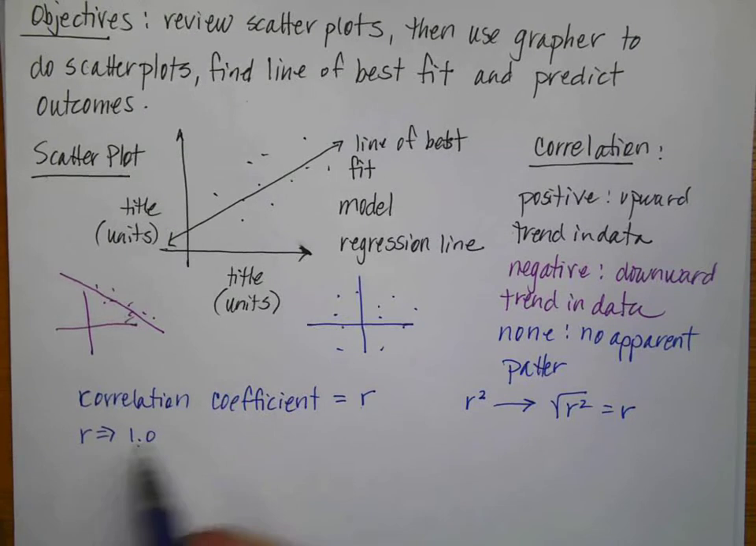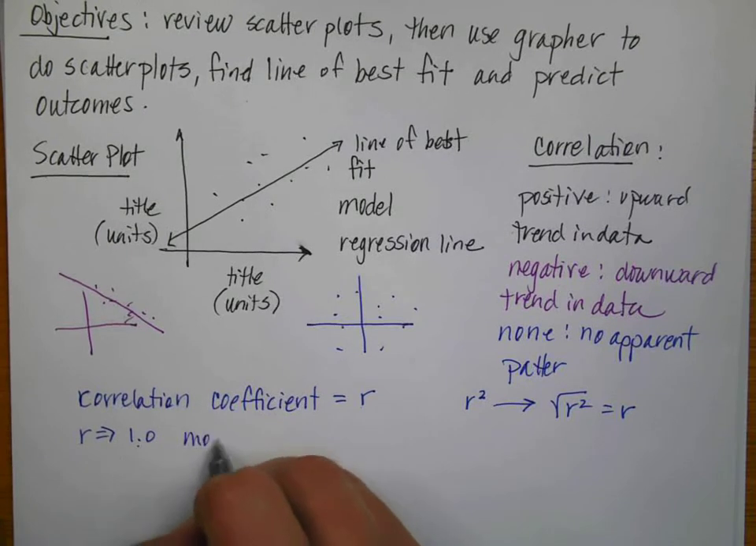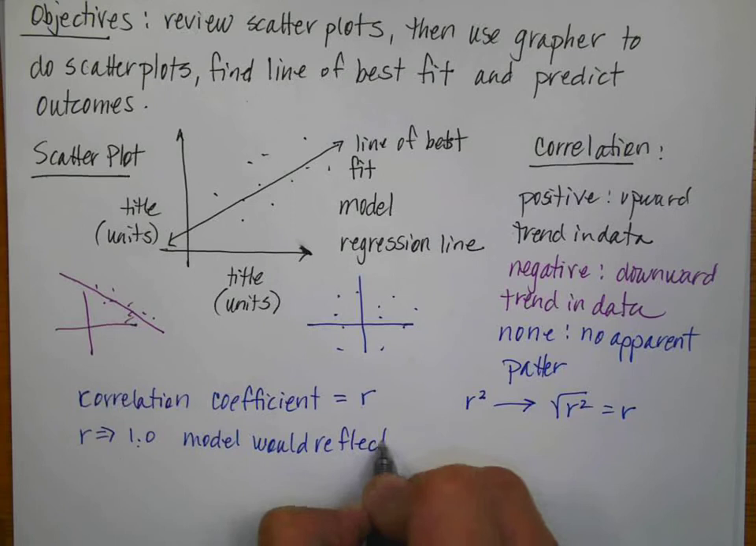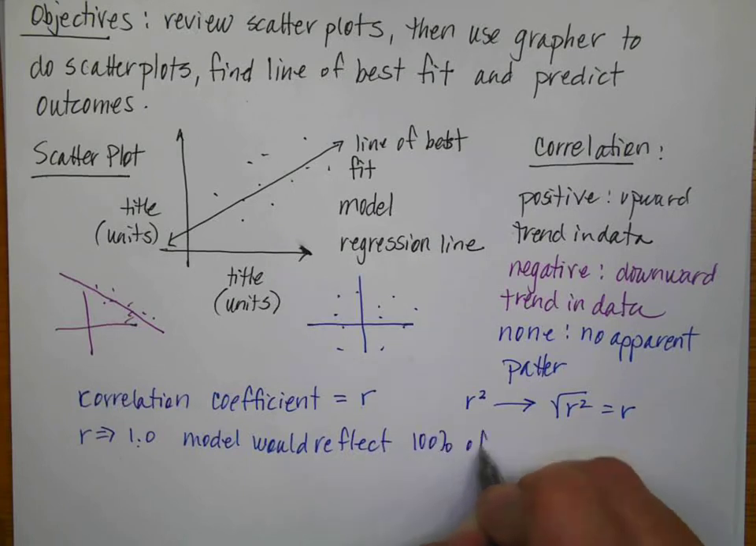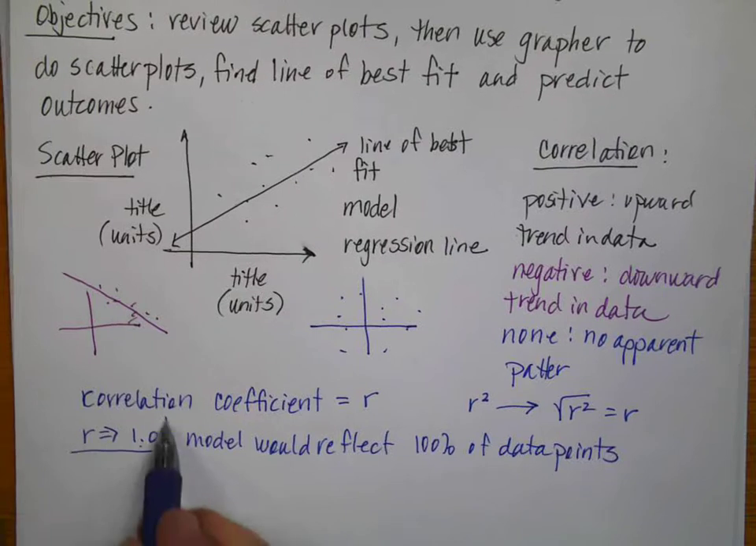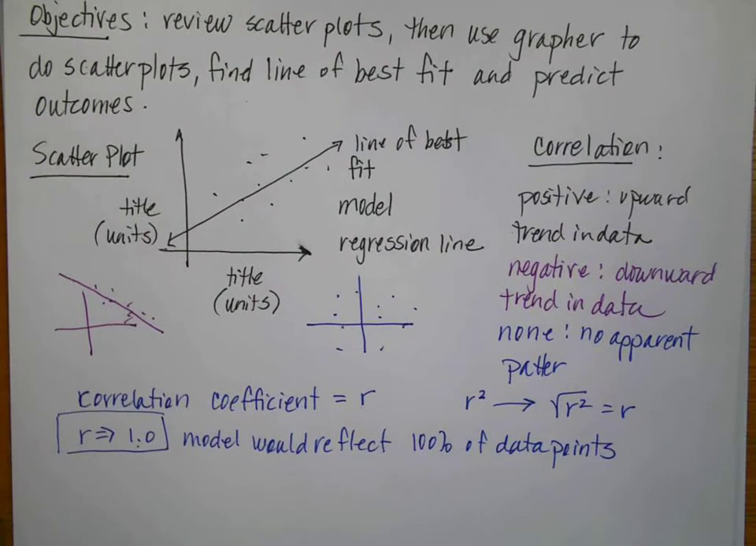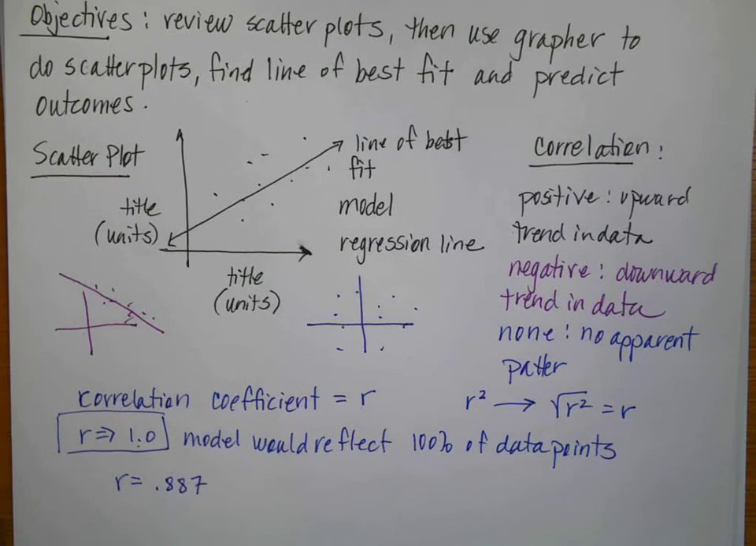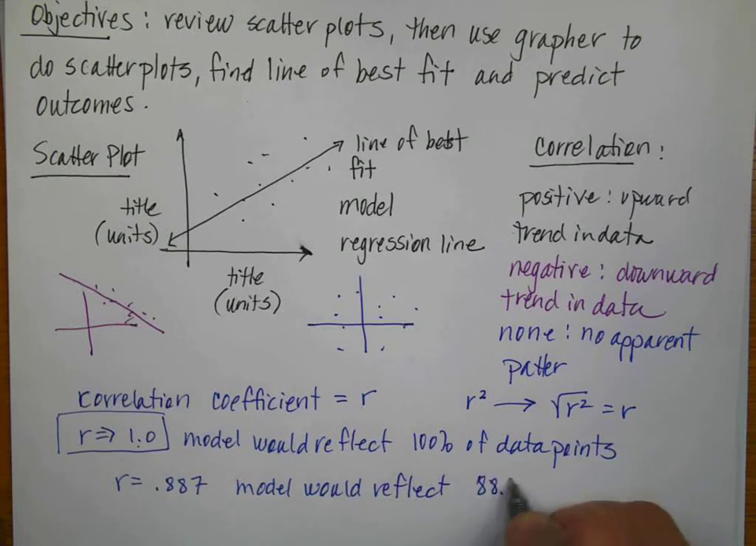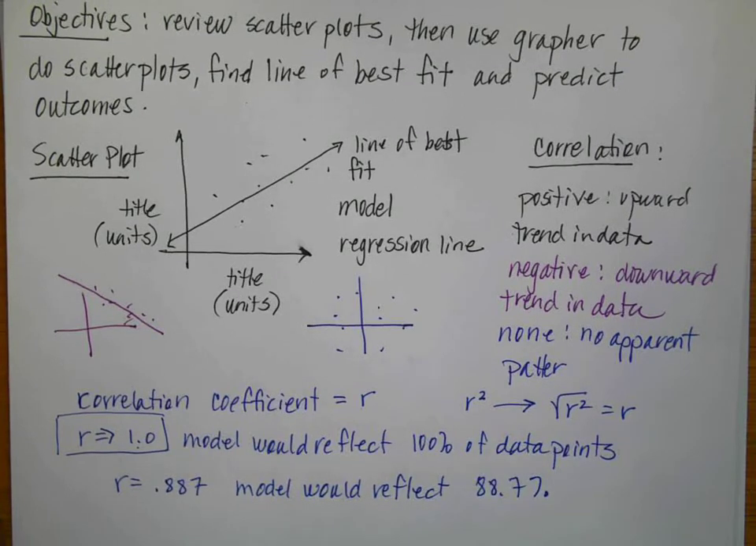That means that if my R was 1, the model would reflect 100% of the data points. So depending on the process, our goal would be to get as close to that as possible. So it might be that my R is 0.887, and that means that the model would reflect 88.7% of the data points.